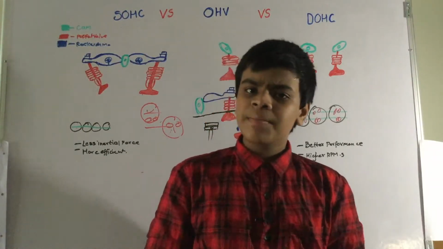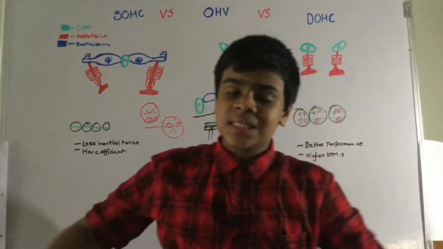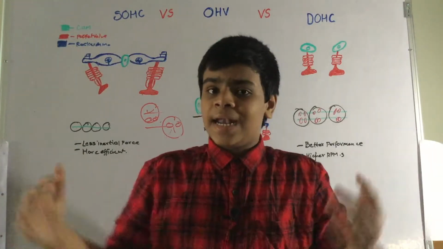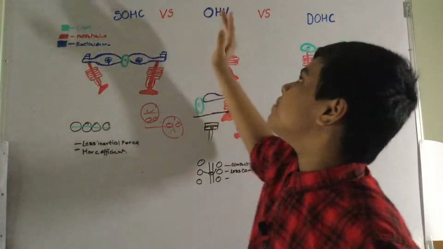In this week's video, we are going to be talking about SOHC, OHV and DOHC, and these are some of the types of layout in poppet valves, and you can use them in different ways. Let's get into it. So first we'll start with OHV. You might think I'll start with SOHC, but we'll start with OHV.